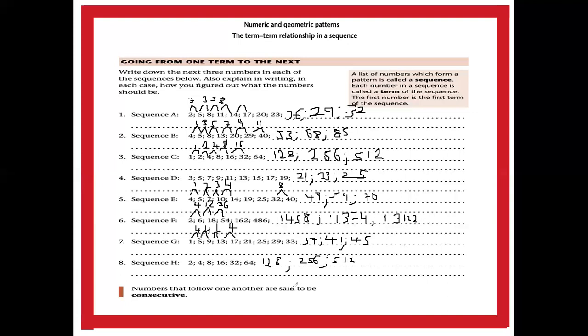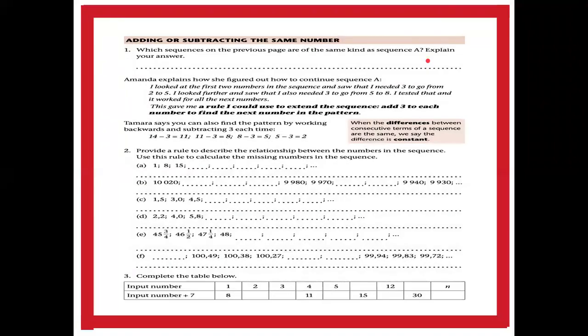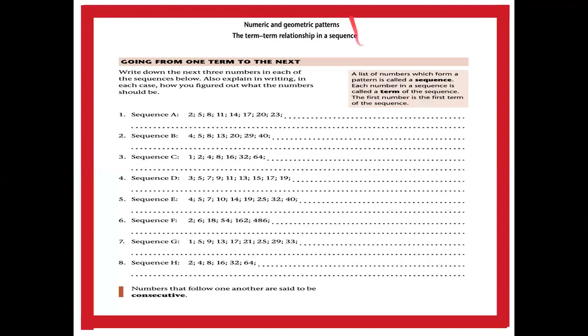Then it says here, numbers that follow one another are said to be consecutive. Adding or subtracting the same number. Which sequences on the previous page are of the same kind as sequence A? Explain your answer. So you're going to have to look at these again, and you're going to have to figure out which sequences are of the same kind as sequence A.